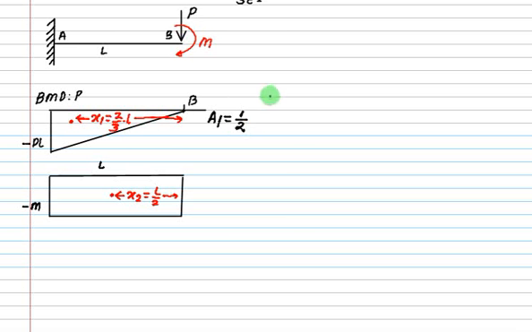Area of BMD, is it 1 by 2 PL divided by EI? The sign is minus because it is going downward. For this one, the area A2 is equal to minus ML. The minus sign just indicates that the area is downward. So the total slope is equal to A1 plus A2, which equals PL upon twice EI plus ML divided by EI.